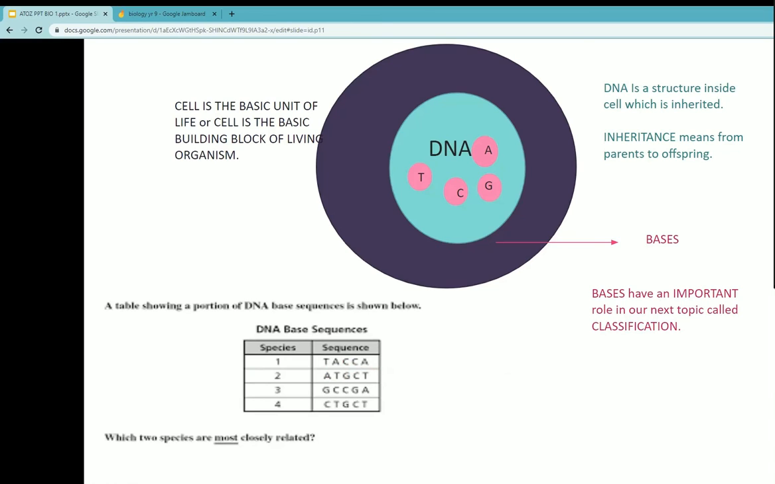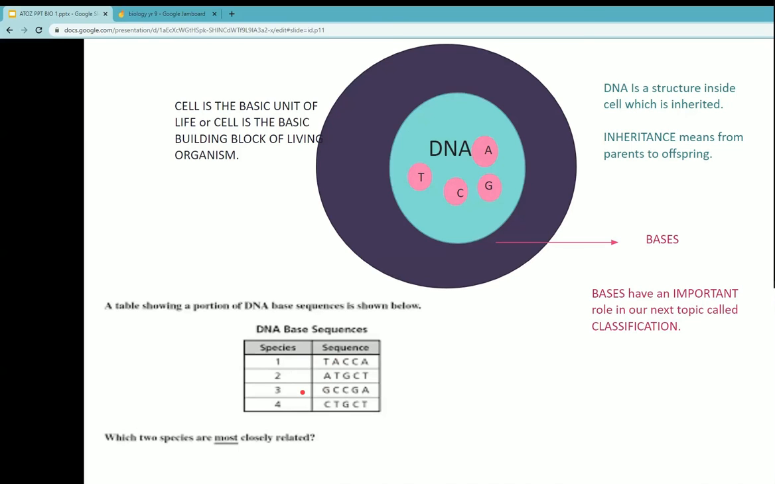Now let's compare Mary's one. First, Mary said 1 and 3. 1 and 3. T and G. Yes, okay, I agree, but I just want to make sure to compare. Okay, now 1 and 3. Guys, can you compare 1 and 3 first? Do you think they are closely related? No. No. Thank you.